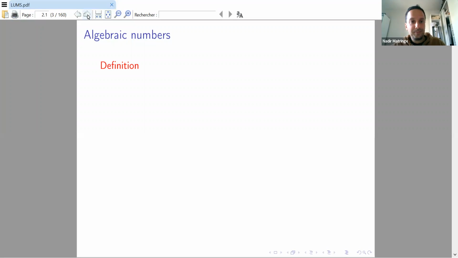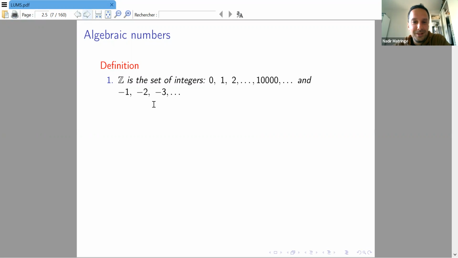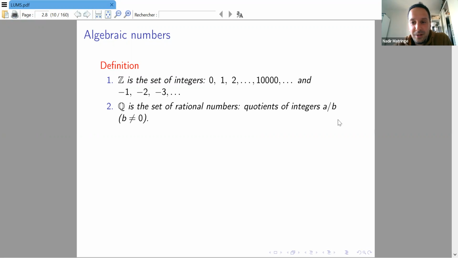So first of all, I define integers, though everyone knows what an integer is. It's this set. And I also define rational numbers. So what is a rational number? It's just the quotient of two integers. And of course, the one you divide by must be non-zero, as you know well.